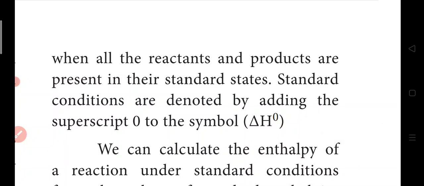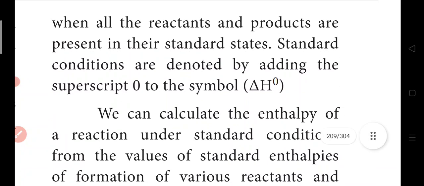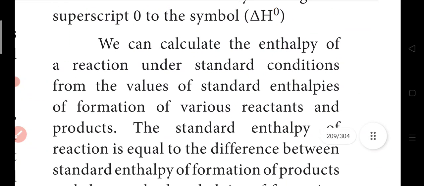Standard conditions are denoted by adding a subscript or superscript 0 to the symbol delta H. Standard means at standard temperature and pressure, with each substance in its own physical state. We can calculate the enthalpy of the reaction under standard conditions from the values of standard enthalpies of formation of various reactants and products. So how do we calculate the standard enthalpy of formation of various reactants?